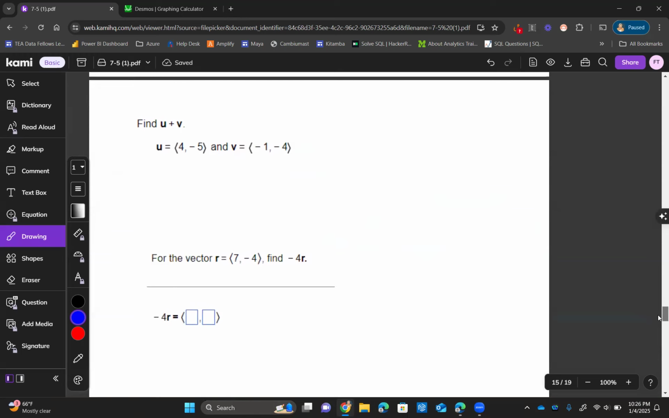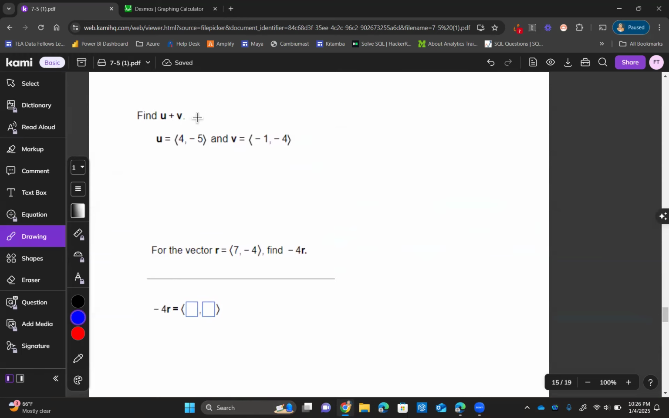Now, we have the next question. We want to find u plus v, and this is vector u, this is vector v, and we want to add these two vectors. When we are adding two vectors, or when we are subtracting them, it's like combining like terms, but we have to pay attention to the order of the numbers. So this is the horizontal component for each of them. So we're going to add the 4 and negative 1 for the resultant vector. And then I'm going to add the negative 5 and negative 4 for the vertical component of the vector.